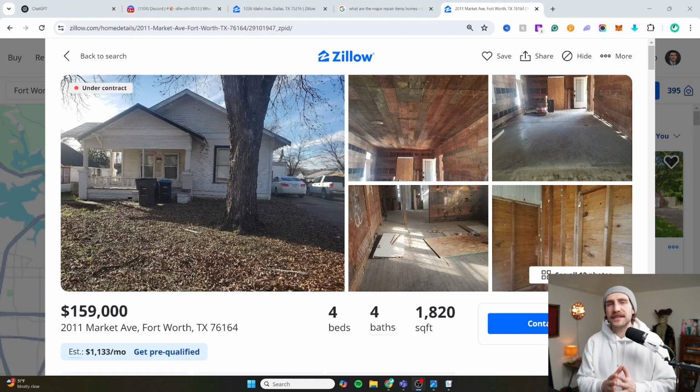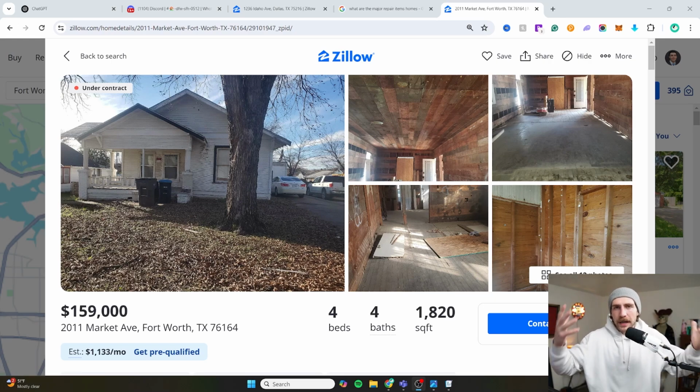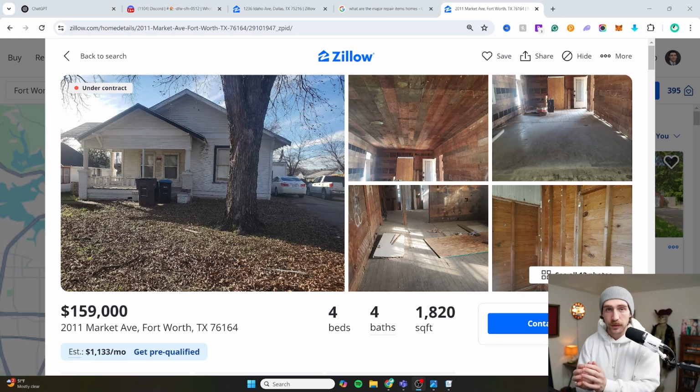So what do you guys think repairs are on this property? Seriously, I want you to think about it. We have a 4-bedroom, 4-bathroom, almost 2,000 square foot house. Don't really know about the 4-bathroom thing, but let's just say that's the case. Oh my God, what would repairs be? Okay, let's refer to our cheat sheet first, and then our formula. But I want you to guess what you think in your head.